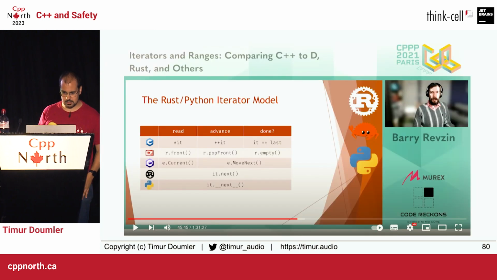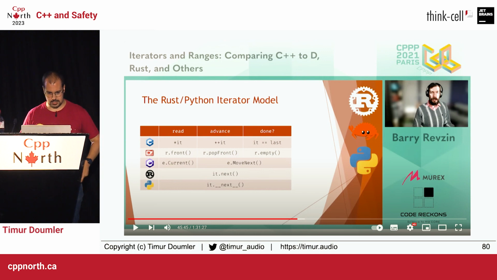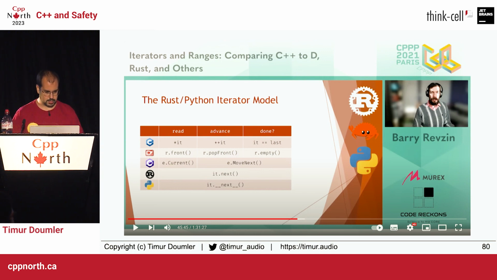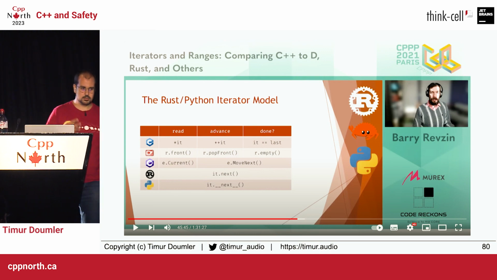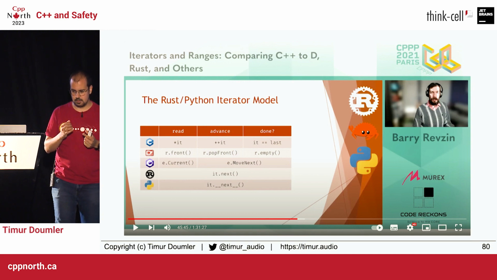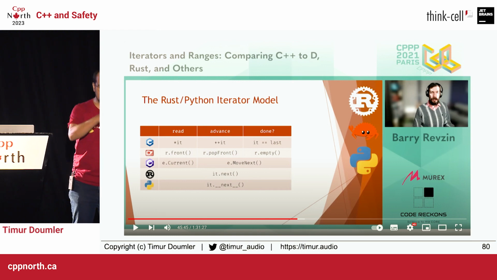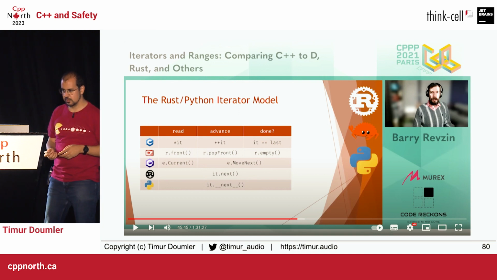In safe languages, this is not how it works. This is a talk by Revzin, I think it was even the keynote, if I'm not mistaken, at CppNow 2021, where he goes through the iterator models of safe languages. These operations of incrementing, dereferencing, and comparing to end are all fused together into one operation, so you can't get it wrong.